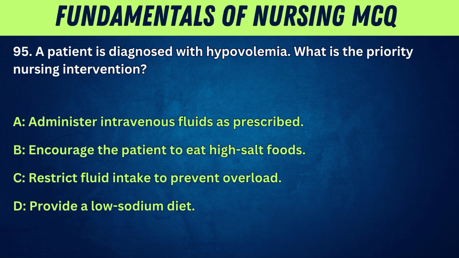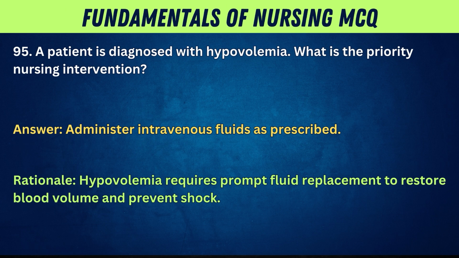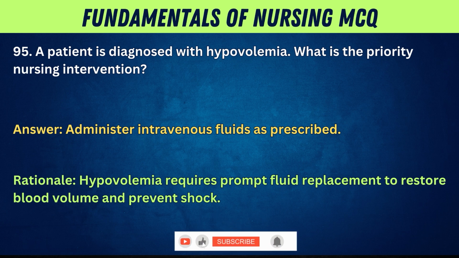95. A patient is diagnosed with hypovolemia. What is the priority nursing intervention? A. Administer intravenous fluids as prescribed. B. Encourage the patient to eat high-salt foods. C. Restrict fluid intake to prevent overload. D. Provide a low-sodium diet. Answer: administer intravenous fluids as prescribed. Rationale: hypovolemia requires prompt fluid replacement to restore blood volume and prevent shock.